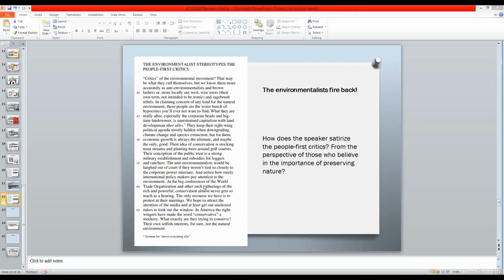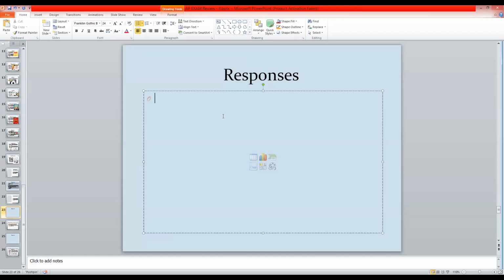But anyways, this is from the environmentalist point of view here. And so we're going to consider now the sort of choices they made to insult the other side or to fire back and so forth. So I'll open the floor once more to others to consider what are some of the things that they did in this piece to satirize or to criticize. Go ahead.